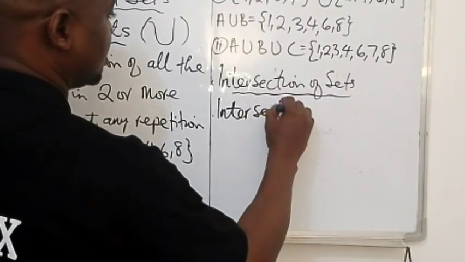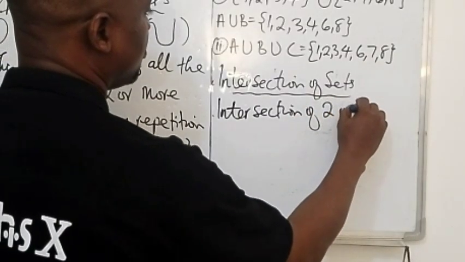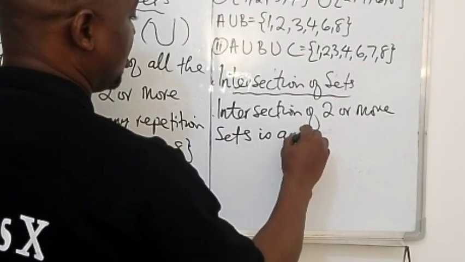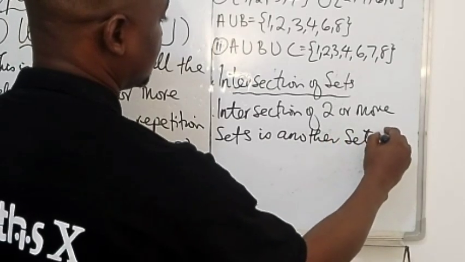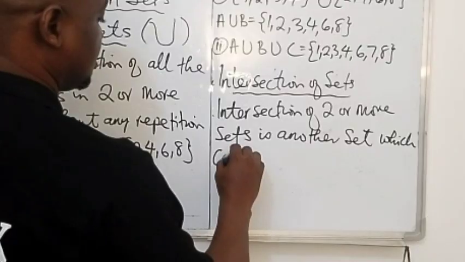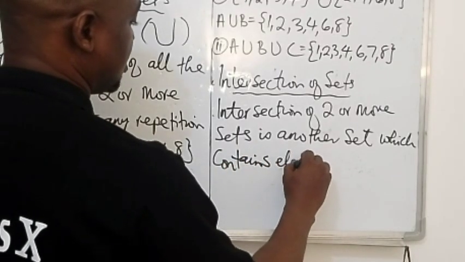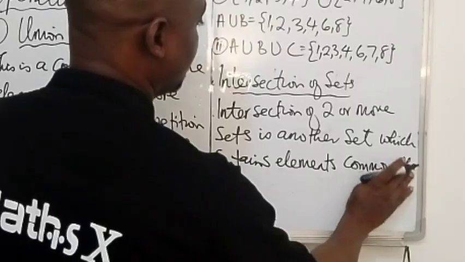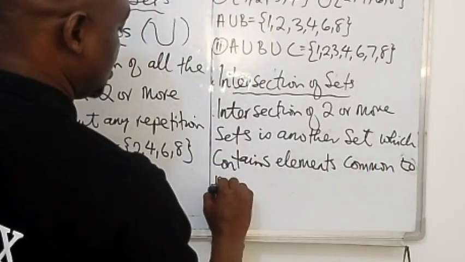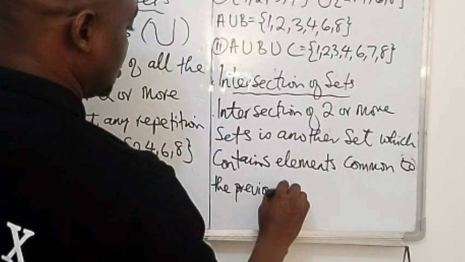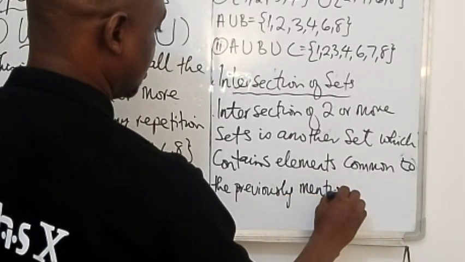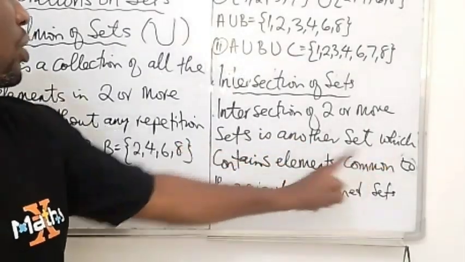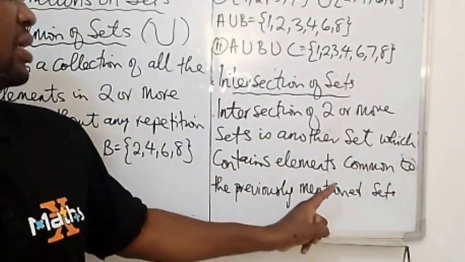So I'll put that down: the intersection of two or more sets is another set which contains elements common to the previously mentioned sets. So I'll take it again, that the intersection of two or more sets is another set which contains elements common to the previously mentioned sets.